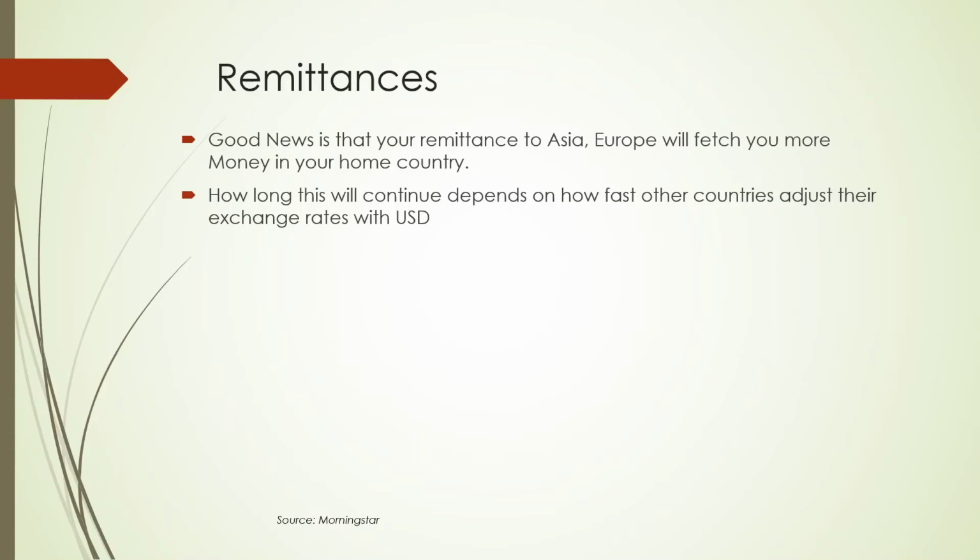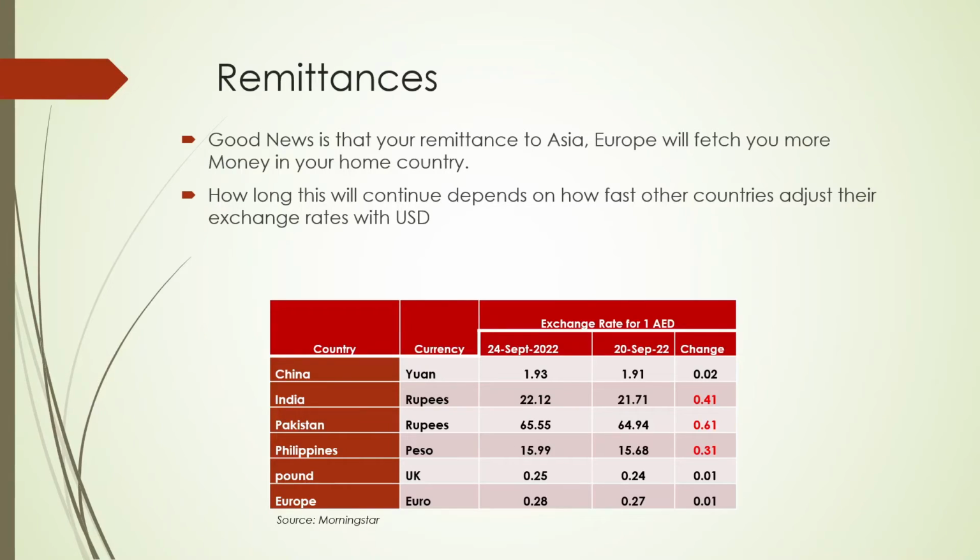Typically the same table which compared 24th September and 20th September, you can see that most of the changes are actually positive, with significant changes in the exchange rate in India, Pakistan and Philippines. So if you are remitting to these countries, then you are definitely going to get a huge difference. I mean, you will get more money.